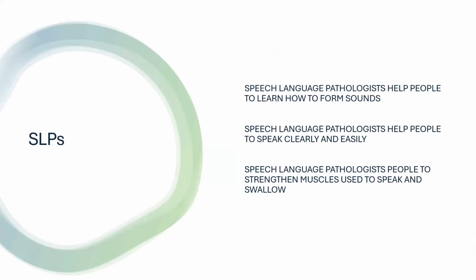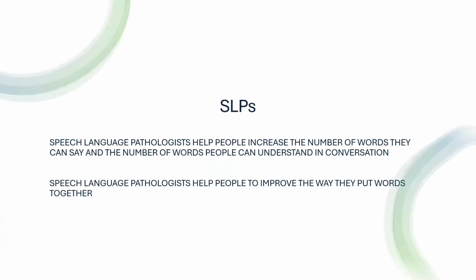So we help young children usually form sounds. That's what they do, articulation, but we also help people speak clearly and communicate more easily. We strengthen muscles. We help people who are having trouble word finding, having the words. You have the word on the tip of your tongue and you just can't get it out. Sometimes if you're having issues with the organization of your thoughts, we can help you with some compensatory strategies to get words out sooner. And we help people improve the way they put words together.